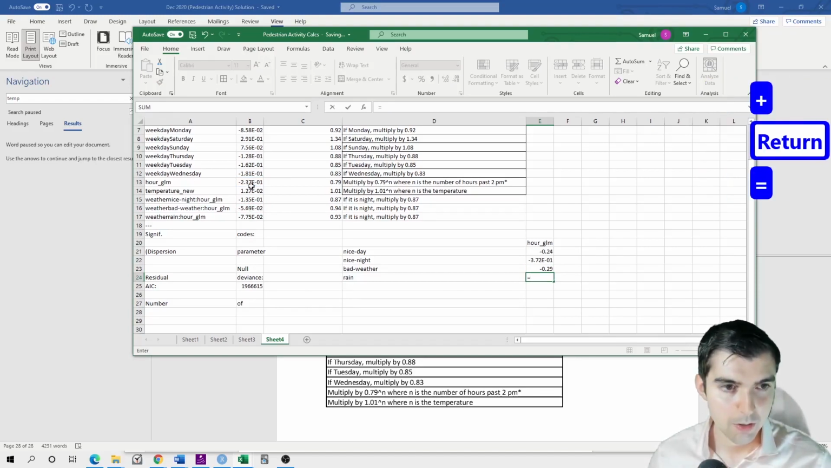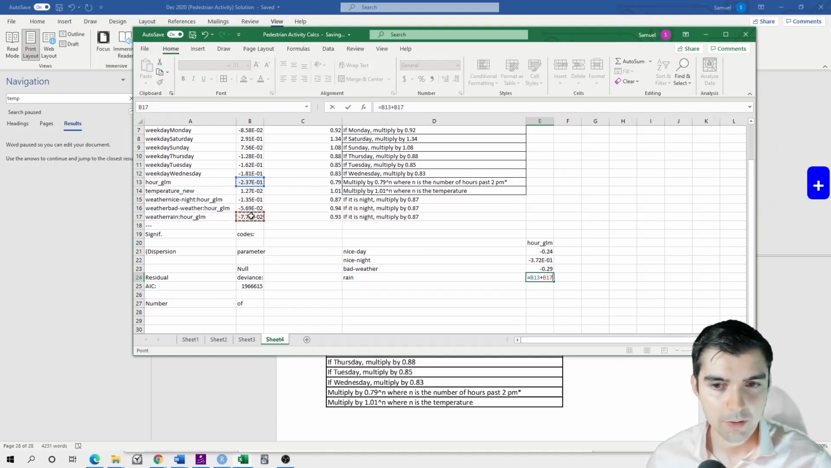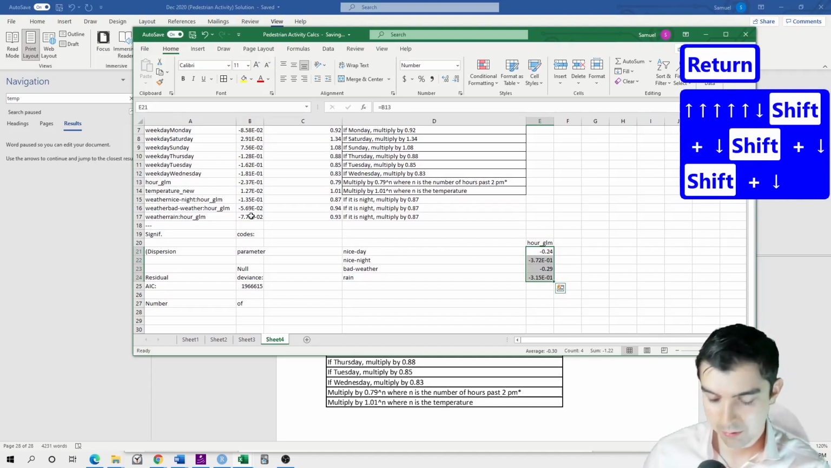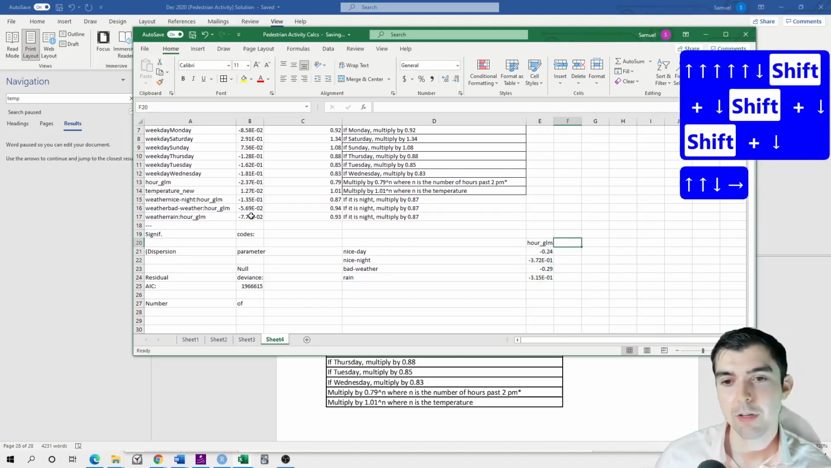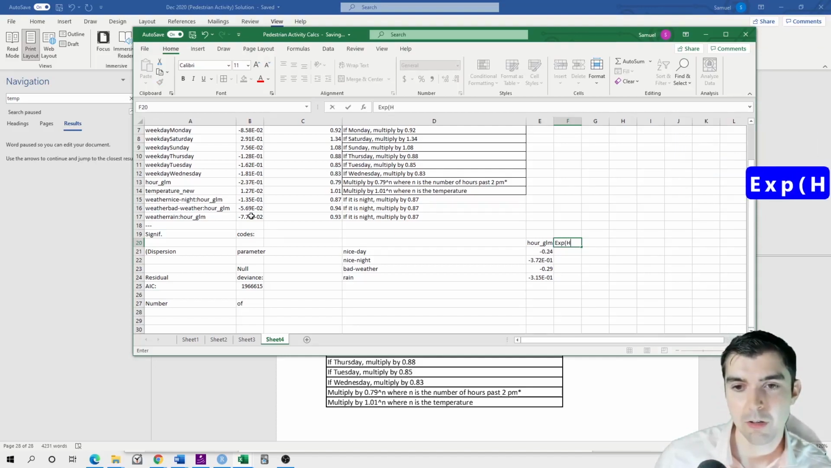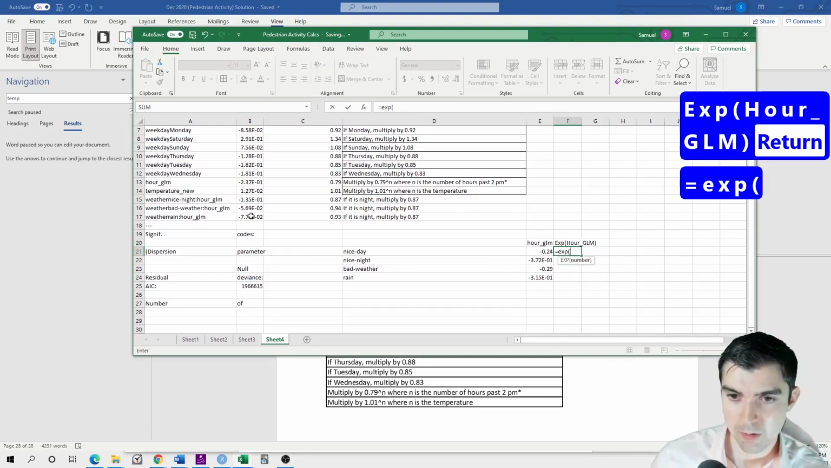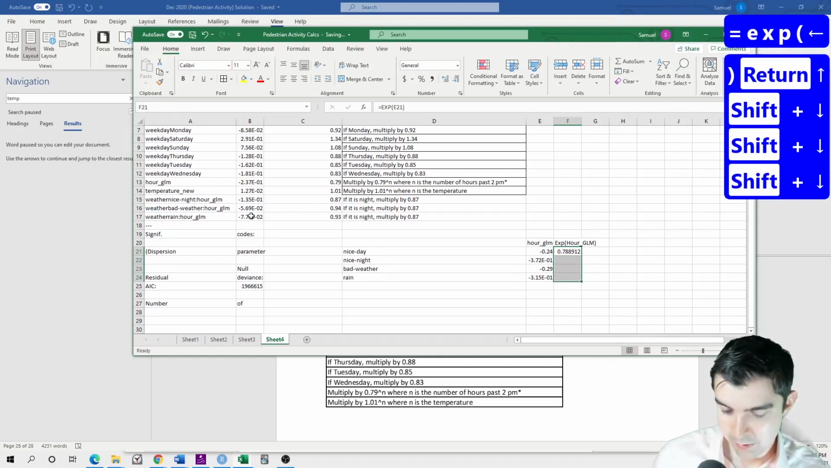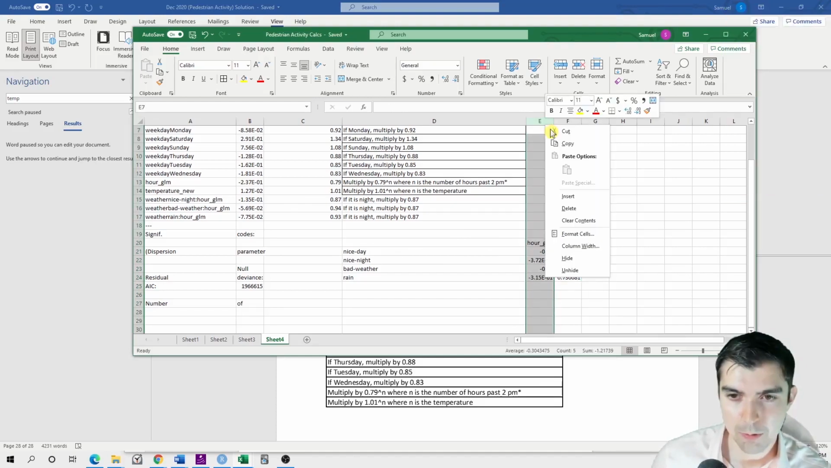Or it's this plus this. So these are the different values. And then when you exponentiate those, you get these. So how would I interpret this?